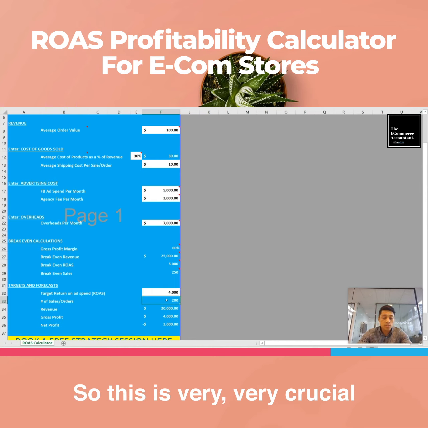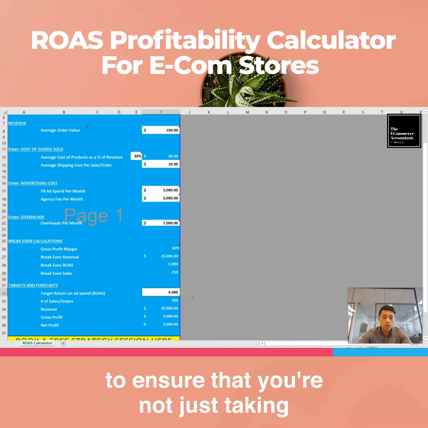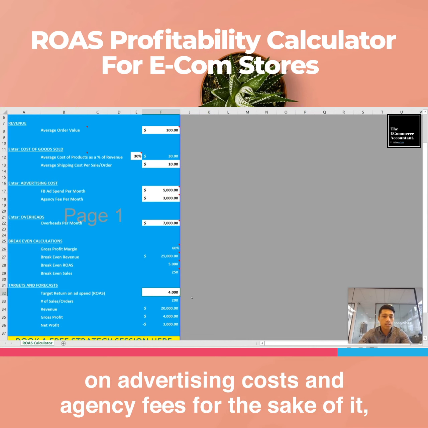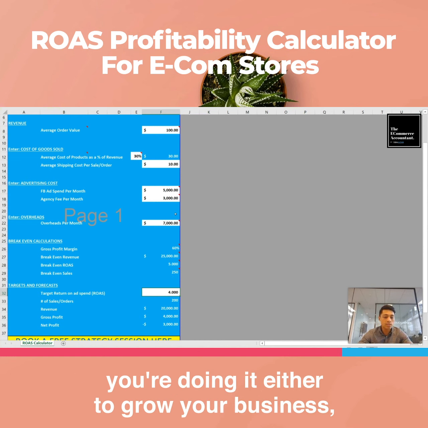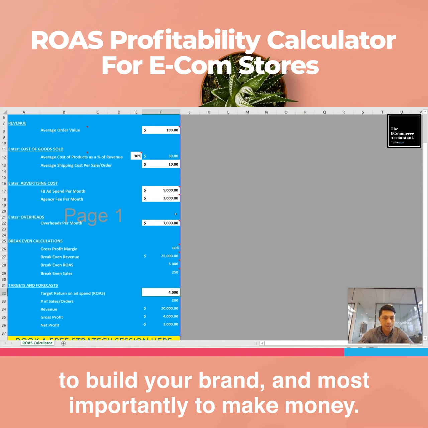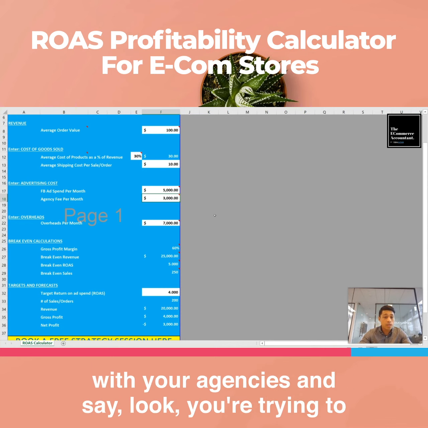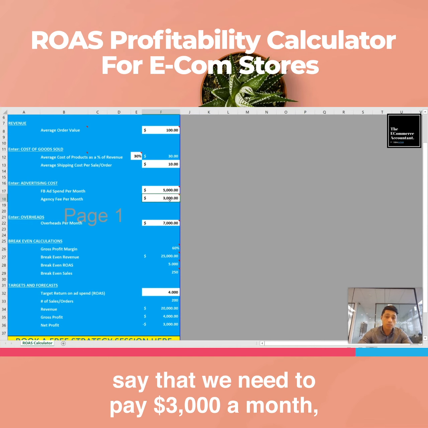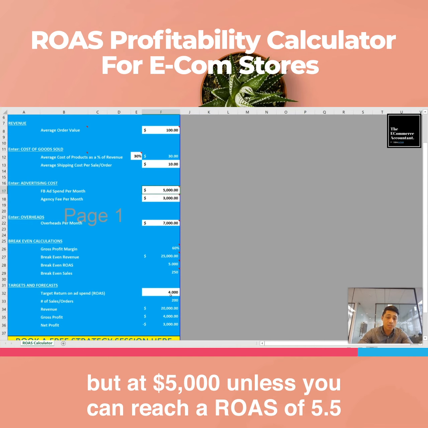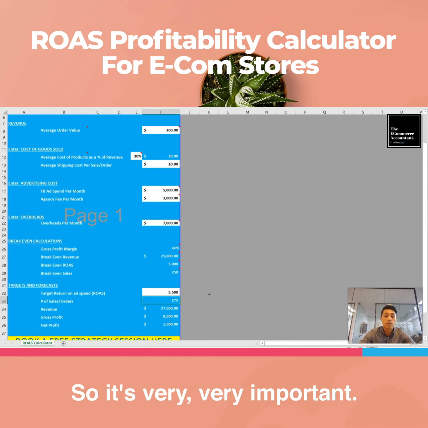So this is very, very crucial to ensure that you're not just taking on advertising costs and agency fees for the sake of it. You're doing it either to grow your business, to build your brand, and most importantly, to make money. Now, this is something that you could probably share with the agencies and say, look, you're trying to say that we need to pay you $3,000 a month, but at $5,000, unless you can reach a ROAS of 5.5, we're not making money. So it's very, very important.